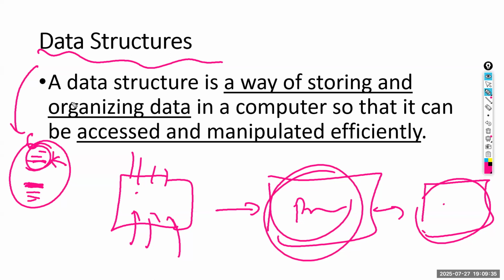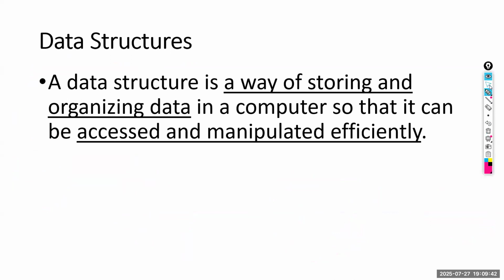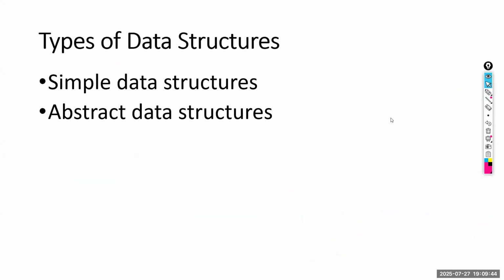And we are more interested in using data structures in an object-oriented manner. So there are two types of data structures. Of course, there are different classifications. This is one classification: simple data structure versus abstract data structure.